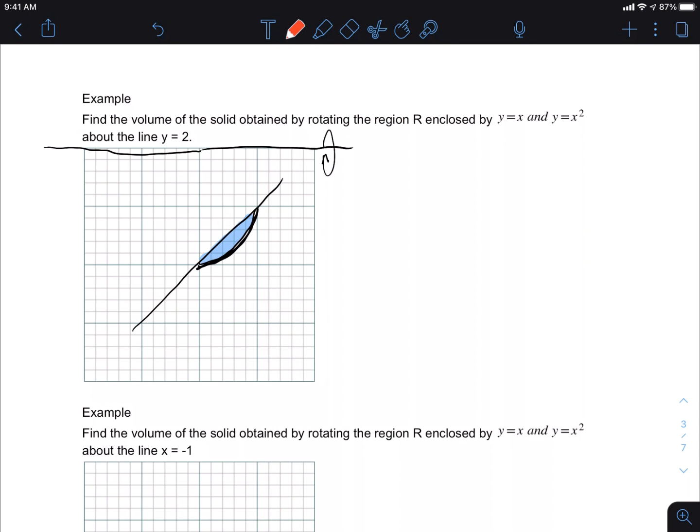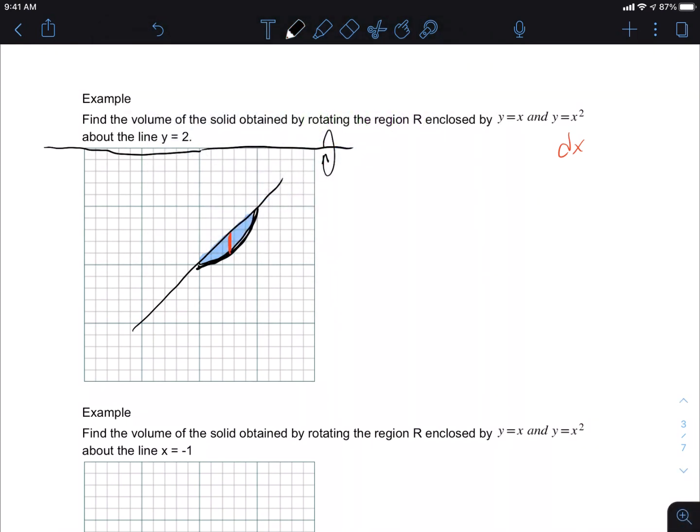Which way is my slice? Is it vertical or horizontal? Vertical. It's vertical. Good. It's this way. So which axis is it going to cross? Oh, so this has to be a dx. Is there a gap to the axis of rotation, the y equals 2 line? Yes, clearly. Good. Now for the hard part.